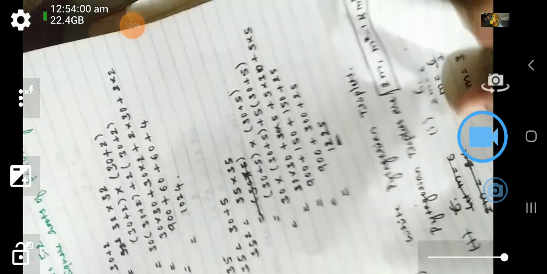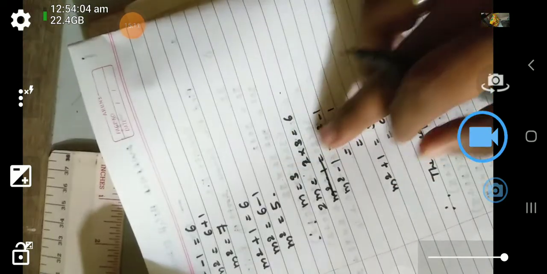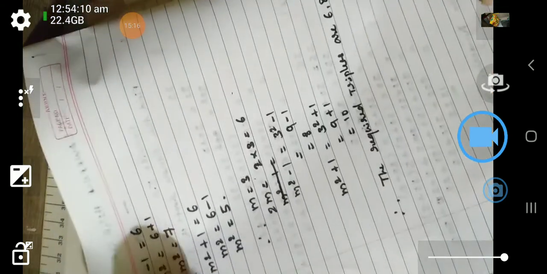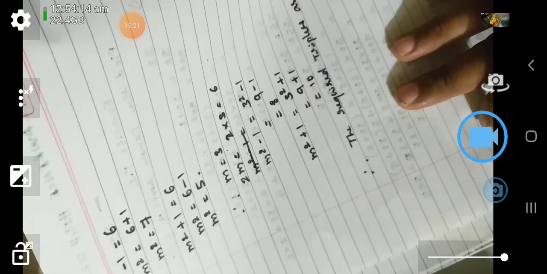So m becomes 3, and that value we have substituted in the Pythagorean triplets, and we found the answer. That is, the required triplets are 6, 8 and 10. Next, let's do one more so that you can easily understand.